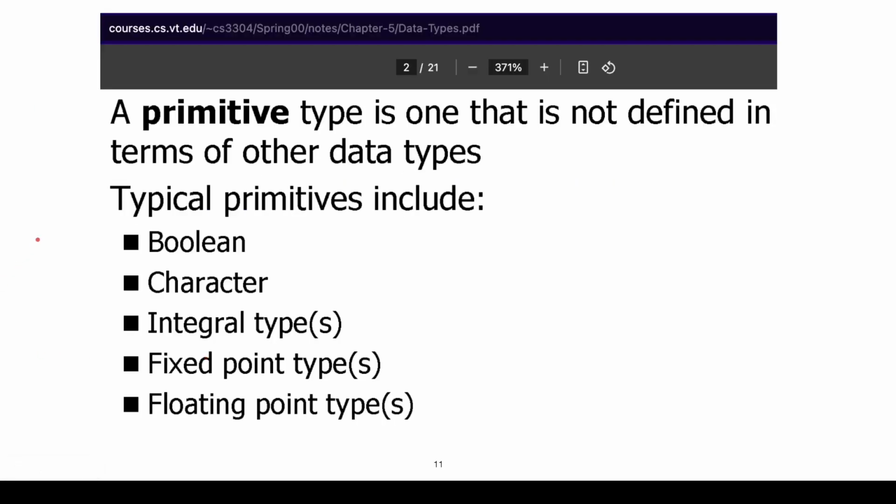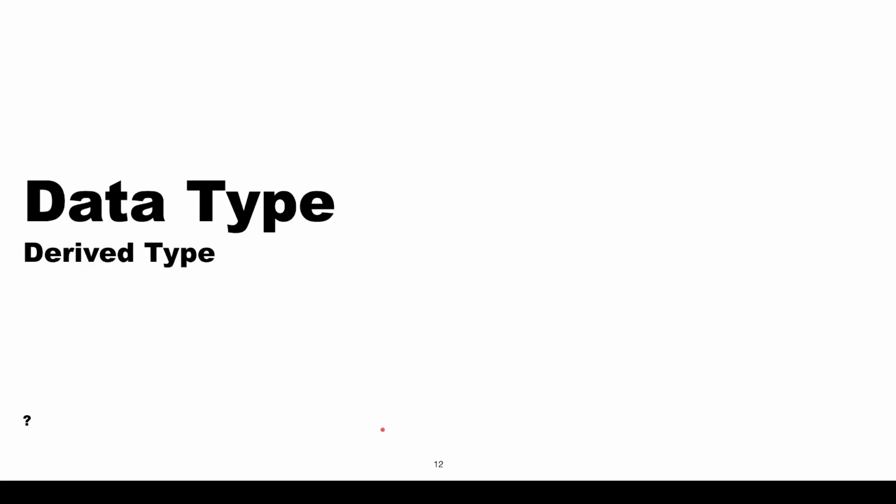So the typical primitives are boolean, character, integer types, fixed point types, and floating point types. If I talk about the C programming language, we have the char data type for character. For integral type we have int, and for integer we have size specifiers like long integer, short integer, and simply integer, 4 bytes, right? For fixed point, we do not have a data type directly. For floating point types, we have float, double, long double, and so on.